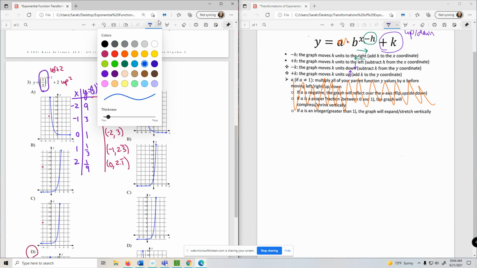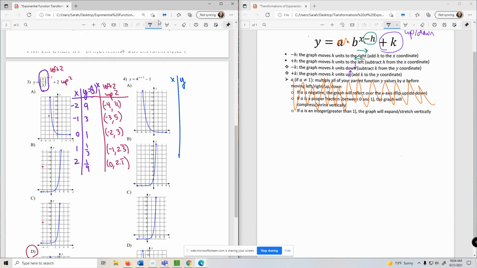So once again, start with our table of values. Always the same 5 x coordinates, negative 2, negative 1, 0, 1, and 2. Our parent function this time is y equals 4 to the x. So we'll start in the middle of my table. 4 to the 0 is 1. 4 to the 1 is 4. 4 to the 2, or 4 squared, is 16. Reciprocals then here are going to be 1/4 and 1/16.